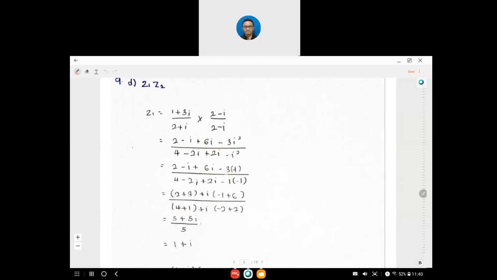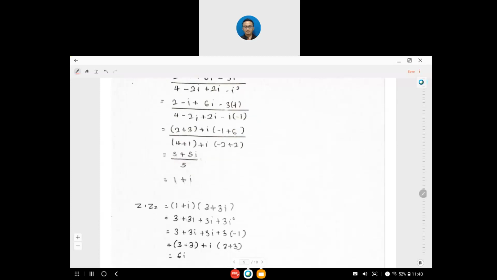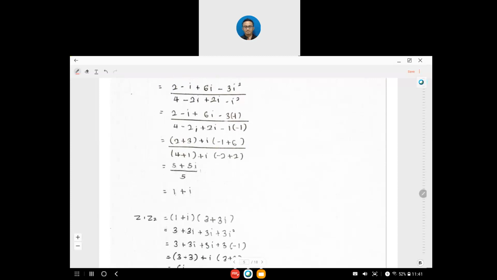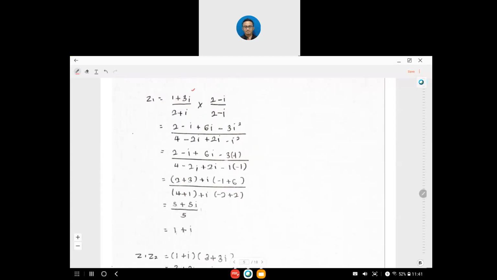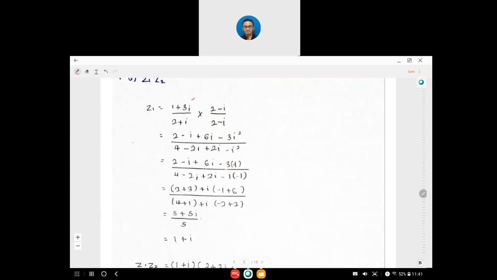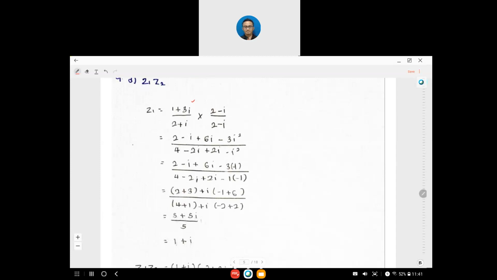Okay, D. Z1 times by Z2. What is your Z1? Z1 is 1 plus 3i divided by 2 plus i. Z2 is 3 plus 3i. Simplify Z1 first. Okay, no problem. Your friend simplified Z1 first by times by the conjugate.